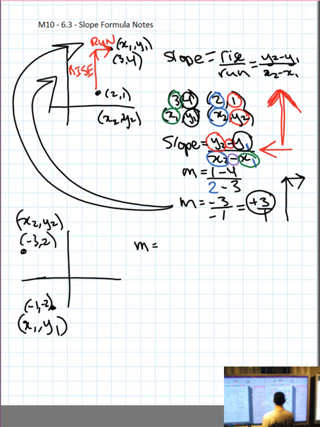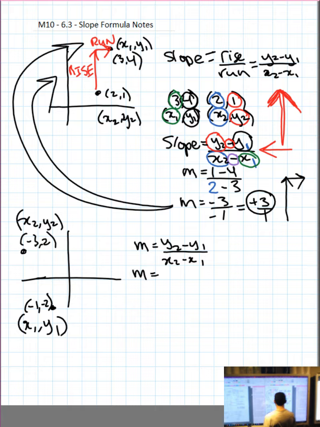So m equals the same formula as above. I'm not going to make a mistake this time. y2 minus y1 over x2 minus x1. Rise over run. We're rising y values, so it's on the top. We're running x values, so they're on the bottom. Now I'm going to carefully substitute.